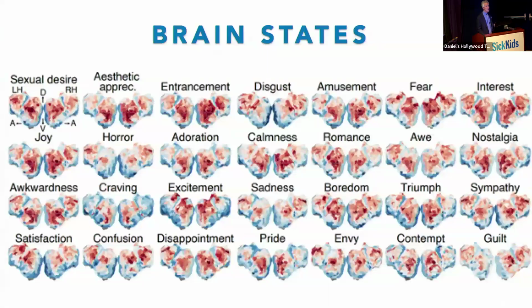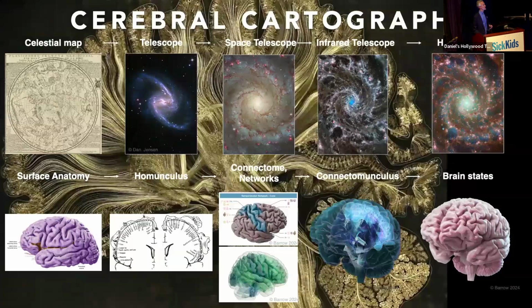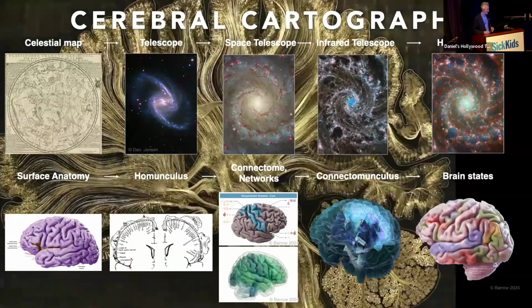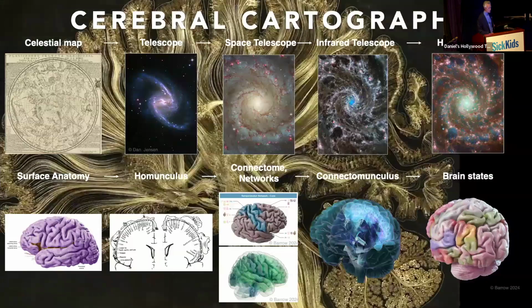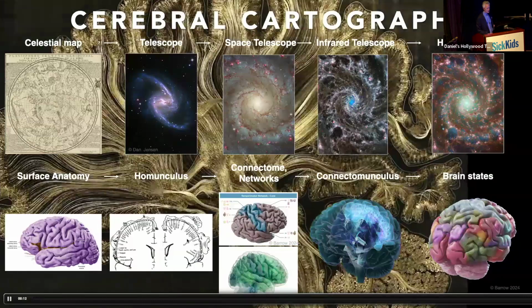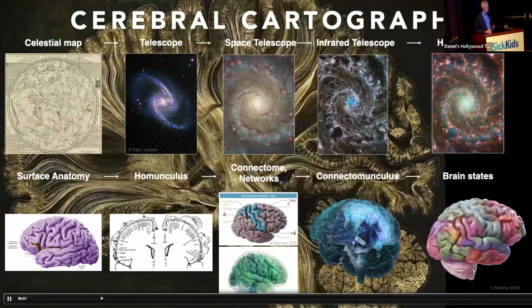And that leads us to this idea of brain states. This just shows you the way that the different networks light up in the different emotional brain states, and how each is so uniquely different. We tried to come up with a map for this too, and we failed. The best that we could do was to analogize with what I've just walked you through, how we've gone from surface anatomy to the homunculus, to the connectohomunculus, to this idea of brain states.